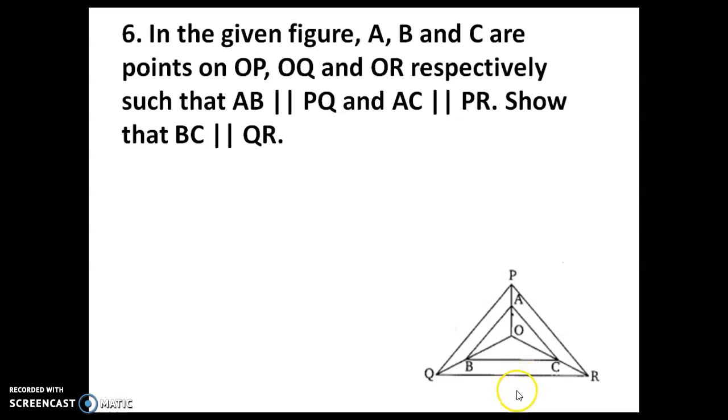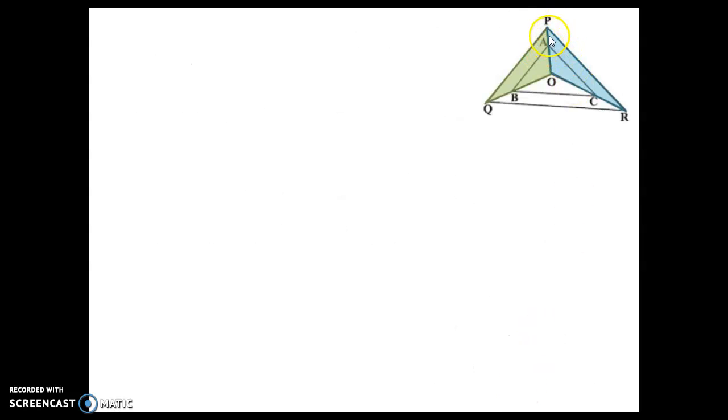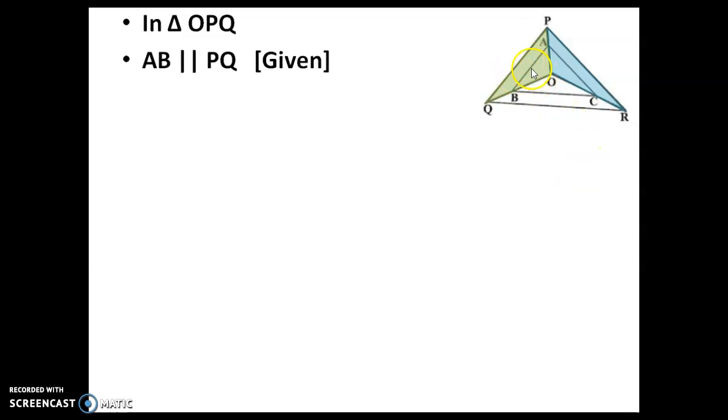Understood? Let's prove. So we write the given data, then what to prove. Then we are going to take this triangle, this green color triangle. Let's take OPQ, that triangle we are taking. It's already given they are parallel. These two lines are already parallel.